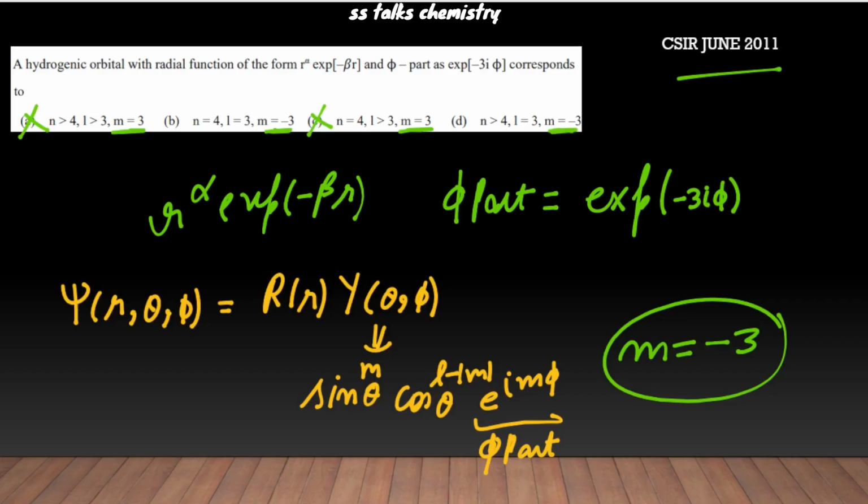Now the values of L and N we have to find. For the L, we use this cos theta term. So in the given expression of the wave function, we are going to use the cos theta value. But no cos theta term is there.